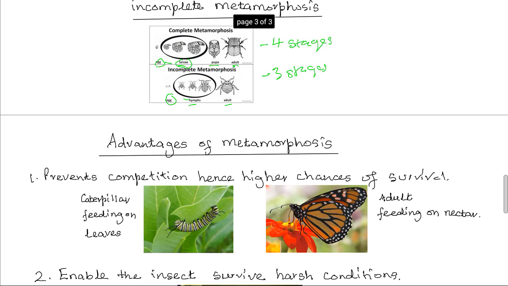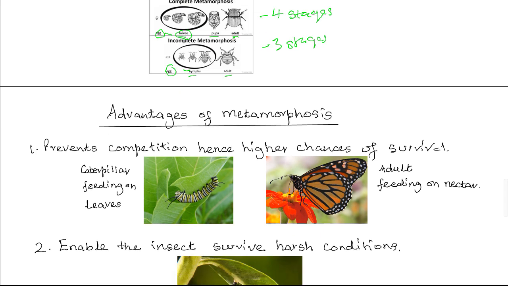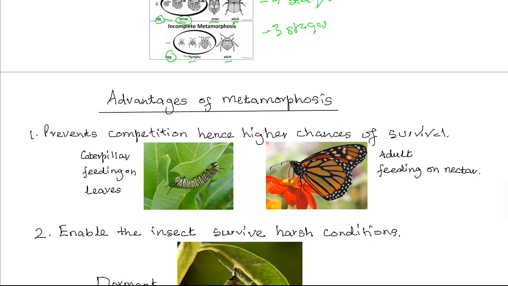Now, what are the advantages of metamorphosis in insects? The first advantage is that the larval and adult stages, especially in the complete metamorphosis, occupy different niches, thus there is less competition, hence higher chances of survival. So metamorphosis prevents competition between the different stages.